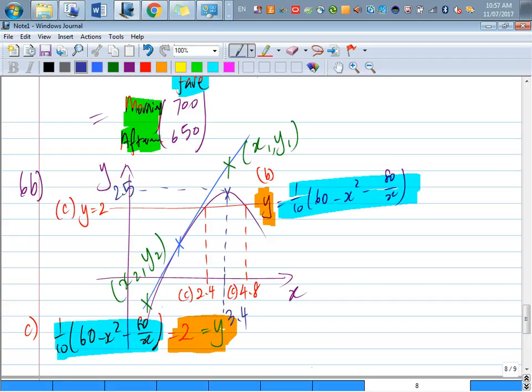Any questions? Any other questions for this paper? 7B. E.